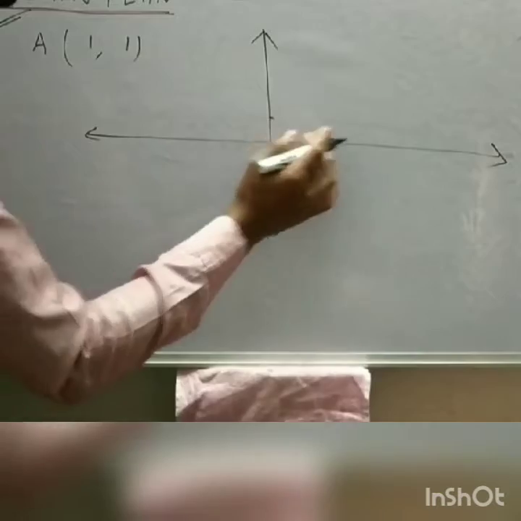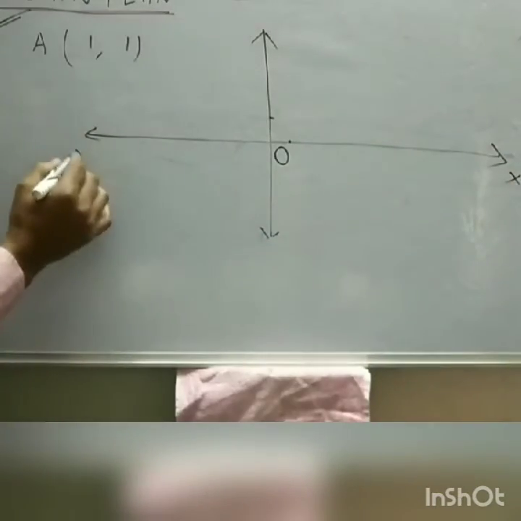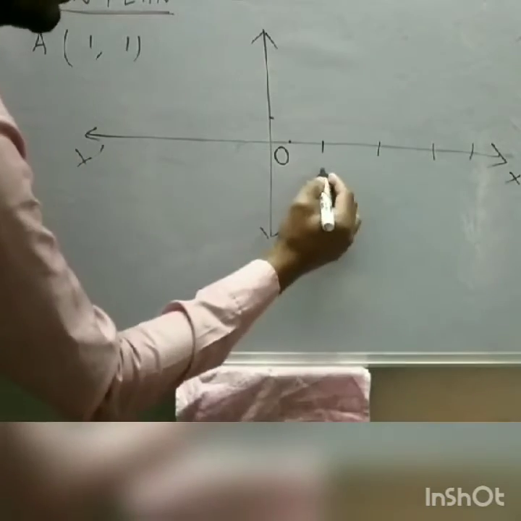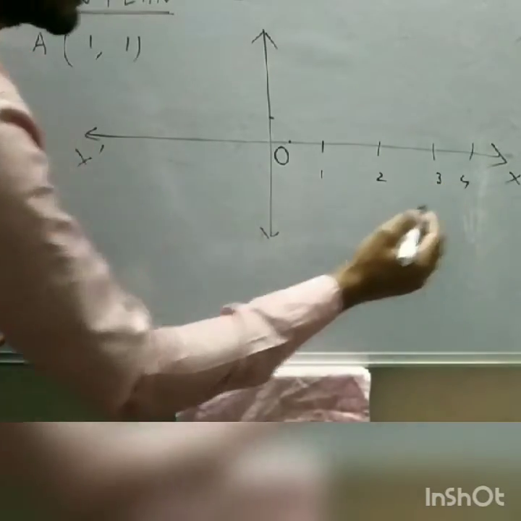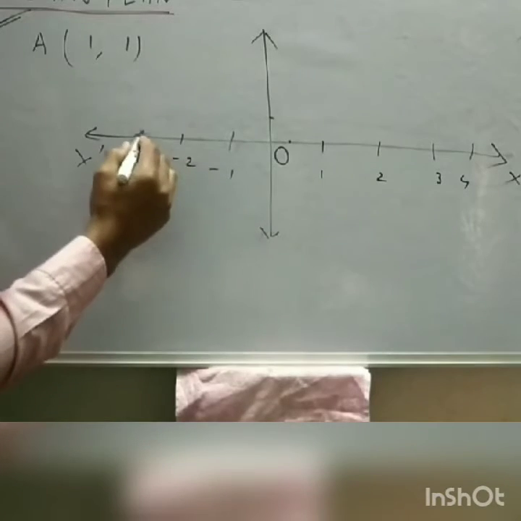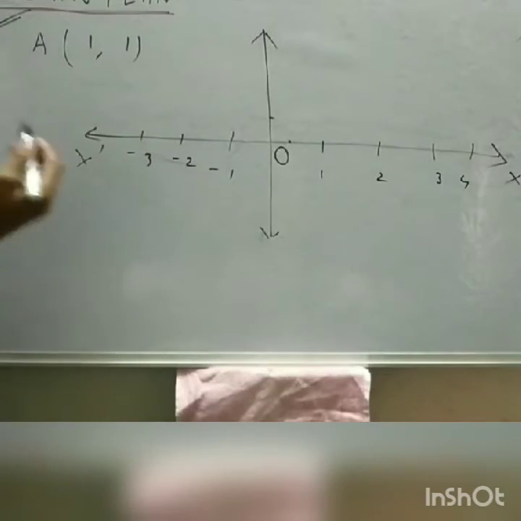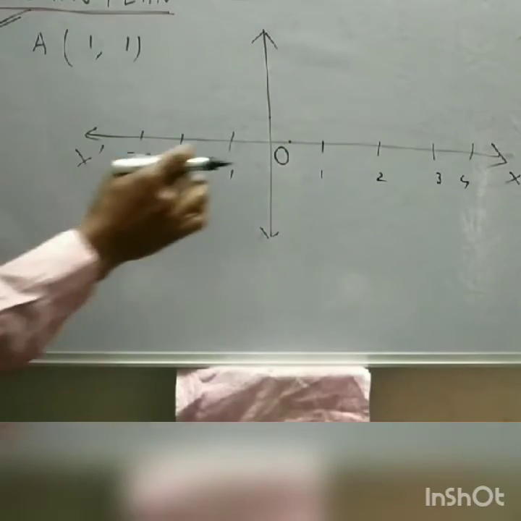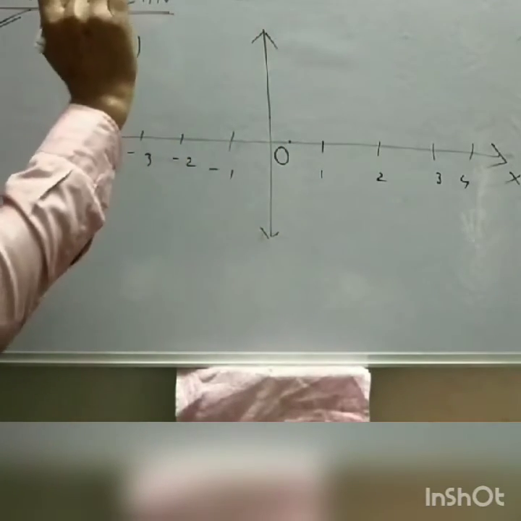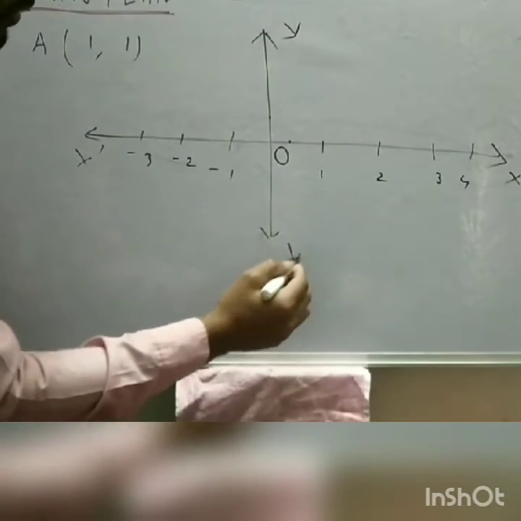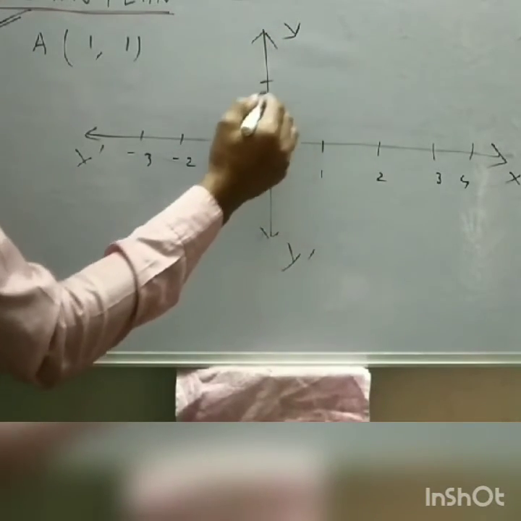It is represented by O. The numbers on the right side of the x-axis are positive numbers. 1, 2, 3, 4. As we have drawn in the number line. On the left it is -1, -2, -3. It will go on. The numbers above the horizontal line are on our y-axis, and these are our positive numbers.